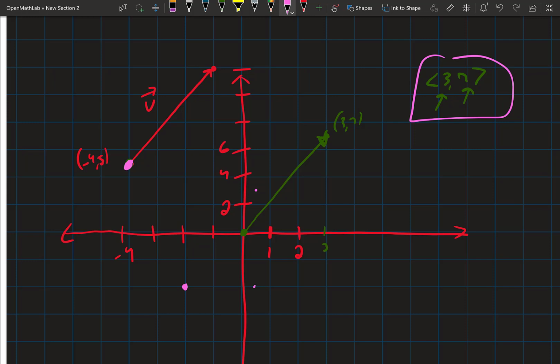If I draw the line in, that terminal point is at the point, excuse me, not 3, 1, 3.